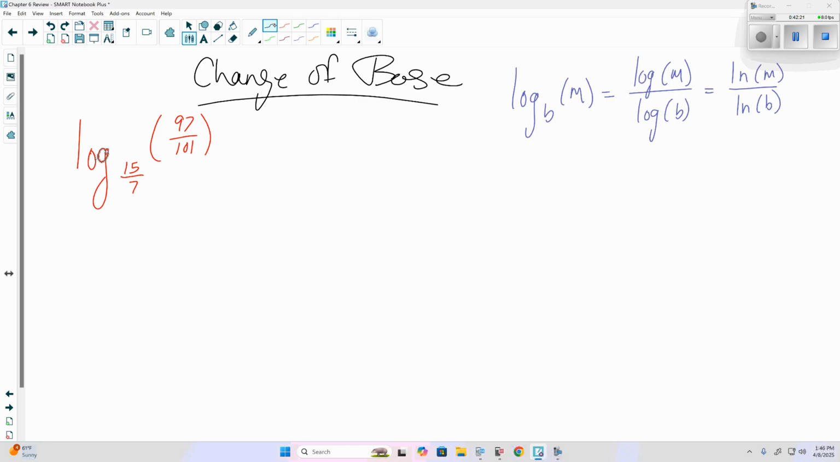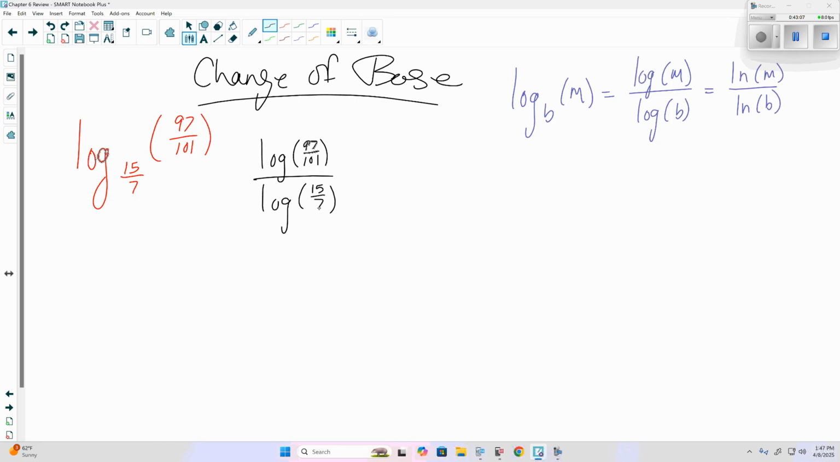Looking at this here, log base 15/7 of 97 over 100. We're going to do common logs first. What is m in our example here? See what's inside, yes? So 97 over 100, and that goes on top, over log of b, log of the base. So b is 15/7. Rewriting this in terms of common logs would be log of 97 over 100 over log of 15 over 7. Questions on the first half of it?